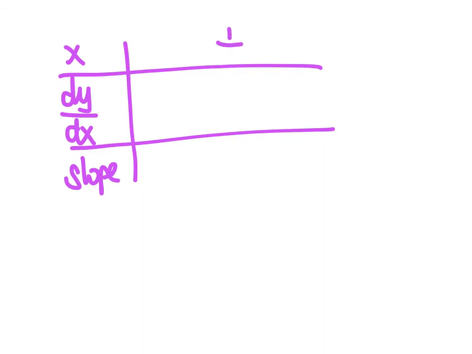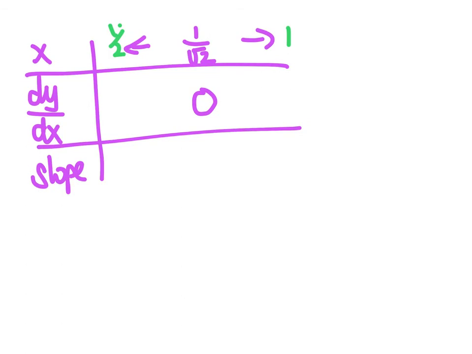I'm going to first pick 1 over root 2, and I want a little bit before it and a little bit after it. I know that at that exact point I've got a gradient of 0. A little bit less than, I'm going to say a half. And a little bit more than, I'm going to say 1. And I'm going to have my derivative here just to remind me what I'm substituting into. And dy by dx was equal to 2 minus 1 over x squared.